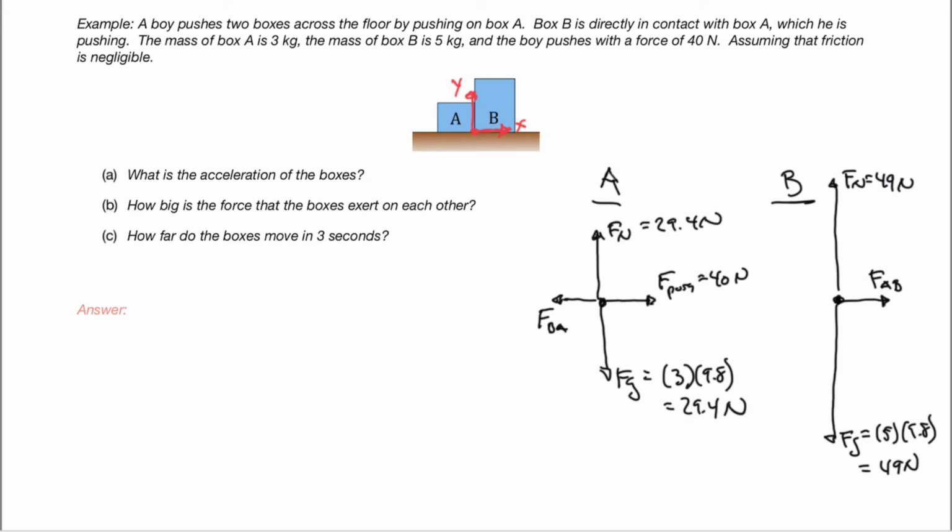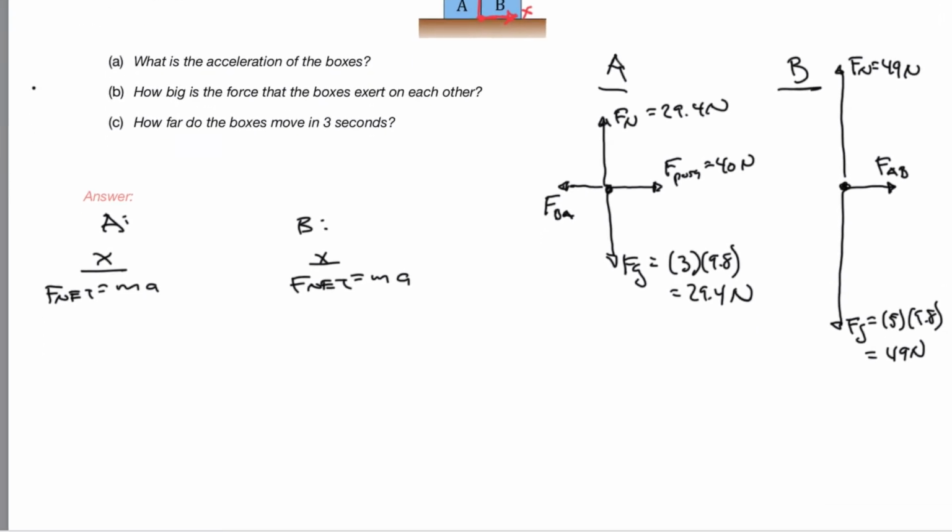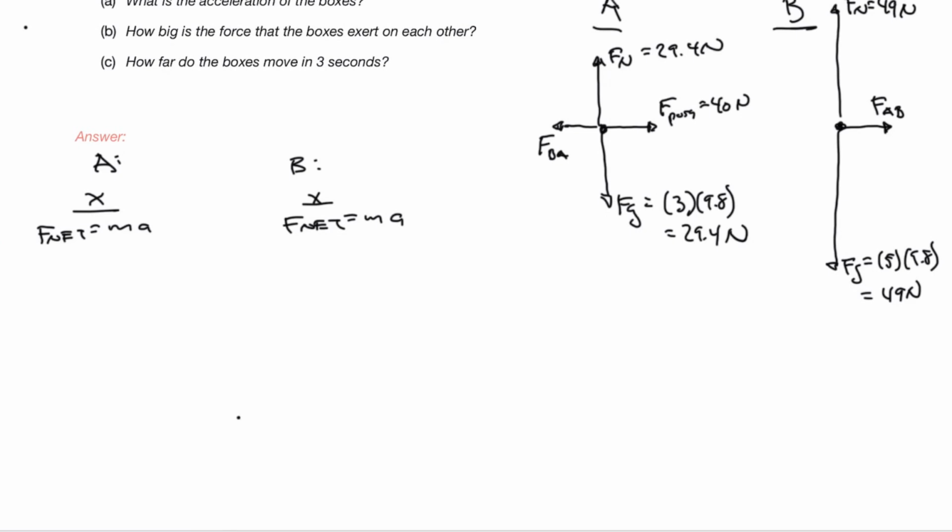So let's continue with our problem solving. Let's write out Newton's second law. We don't need to worry about the vertical directions anymore. So let's look at Newton's second law for box A, and we'll also need to write down Newton's second law for box B. We start plugging in our values for box A, and there's the force of the push, which is in the positive direction, and then there's the force of B on A, which is in the negative direction, and this is equal to 3 times A. We can simplify this just a little bit to plug in the value for the push, and we get 40 minus F of BA equals 3A.